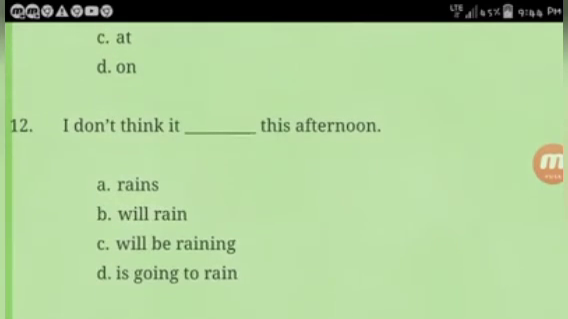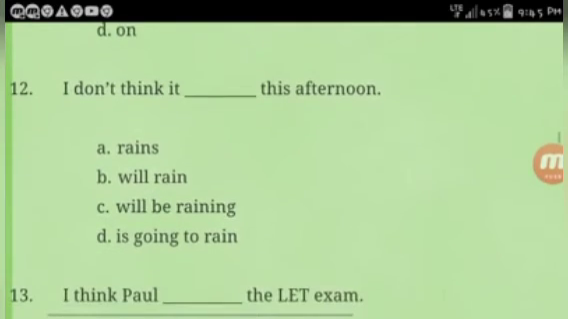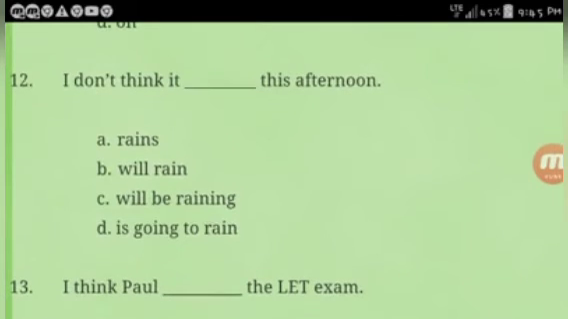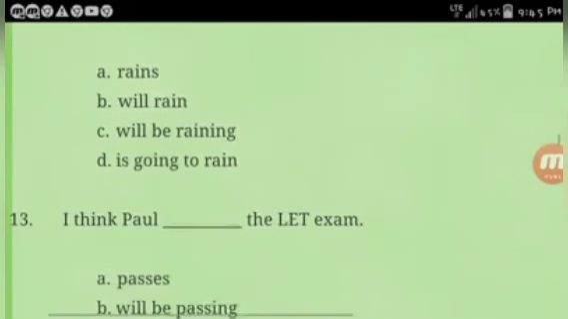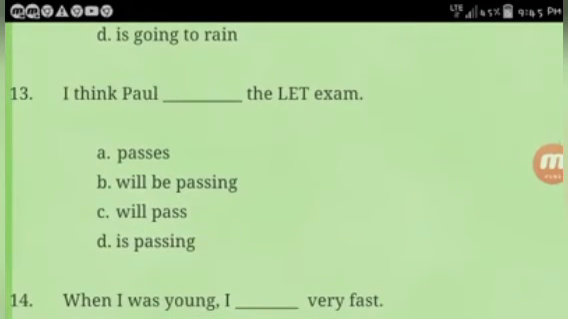Next, number 12. I don't think it blank this afternoon. If you encounter this kind of question, always take note of the word think. Think always takes will form. So you say I don't think it will rain this afternoon. Letter B. Next one. I think Paul blank the lead exam. Again here the word think, so it calls for the will verb, will plus base form. Letter C is the answer. I think Paul will pass the lead exam.